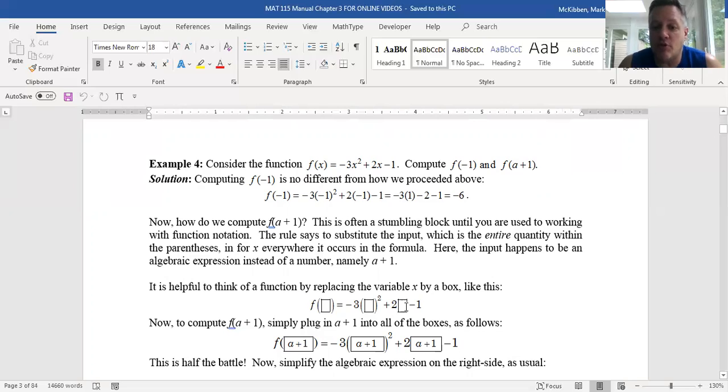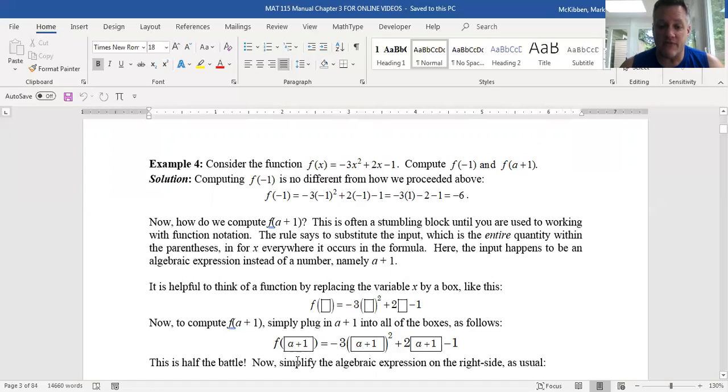Now, to compute f of something, all that means is whatever the something you want to plug in here, be it negative 1, 5, or a plus 1 in this case, whatever's in that box, you replace each of these boxes by the exact same thing, right? And notice that's what we did up here with f of negative 1. We put a negative 1 in for x here and for x there, which is exactly the location of these boxes.